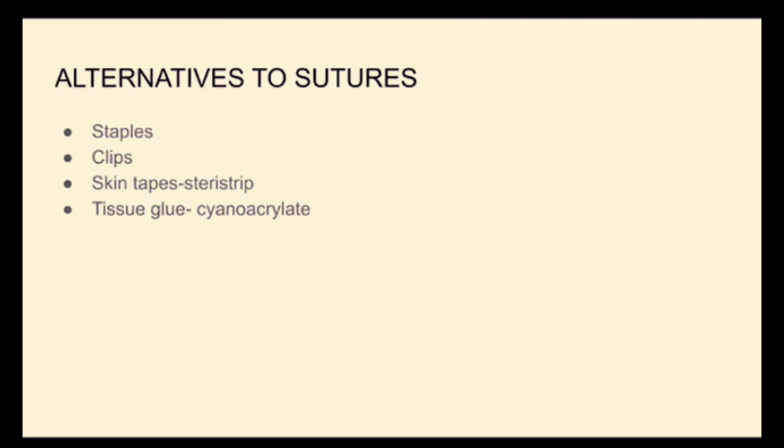So what are other things that we can use as an alternative to using sutures? We can use staples. We've seen staples is like using a stapler, and usually these ones are used to close skin if you don't want to use the suture. We can also use clips, skin tapes like Steri-Strip, and tissue glue like cyanoacrylates.